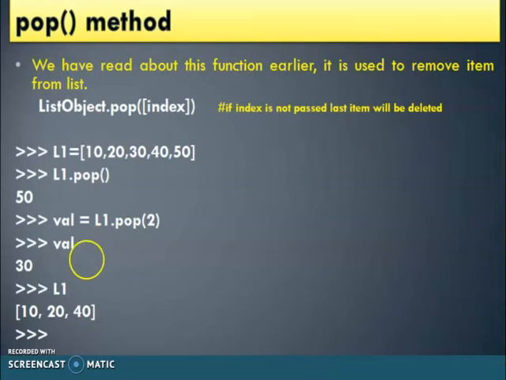Okay children, so here value is equal to L1 dot pop(2), meaning here 0, 1, 2. The element at index 2 is 30. That's why it removed and returned this 30. When you print the list, you will get only 10, 20, 40. 50 we already removed by using the earlier statement. That's why here 10, 20, 40.